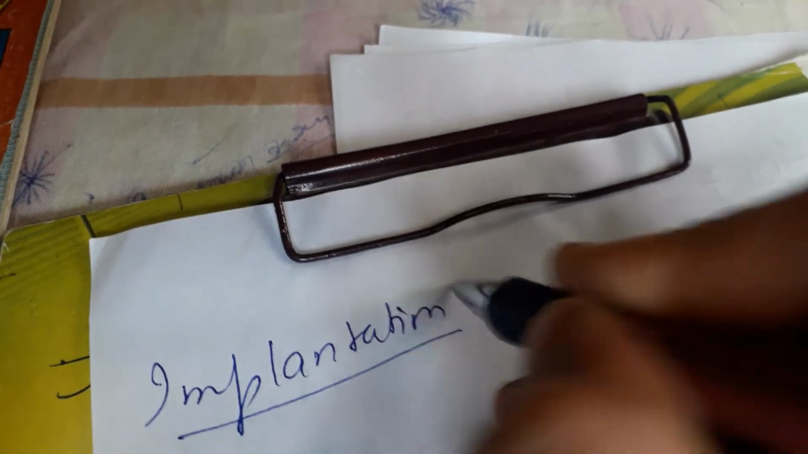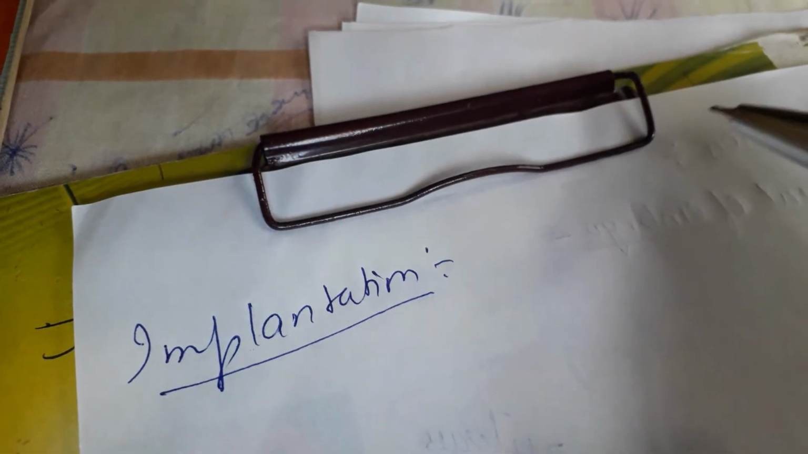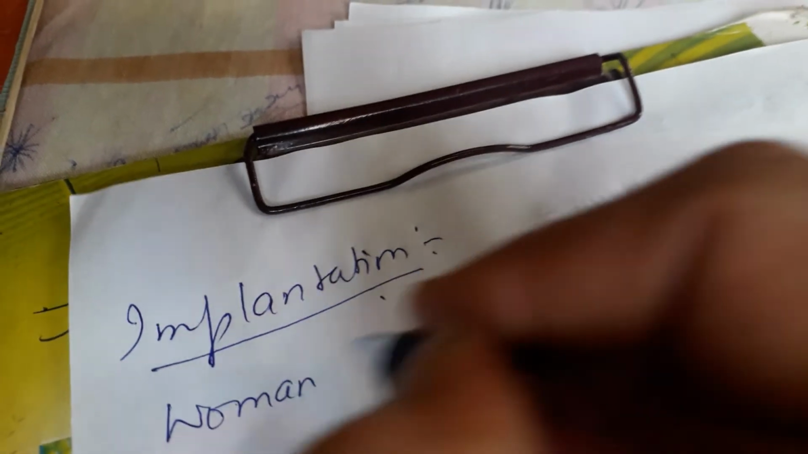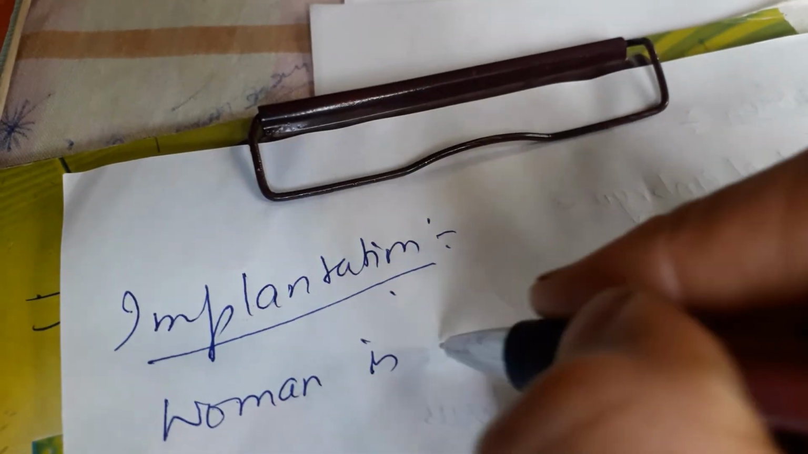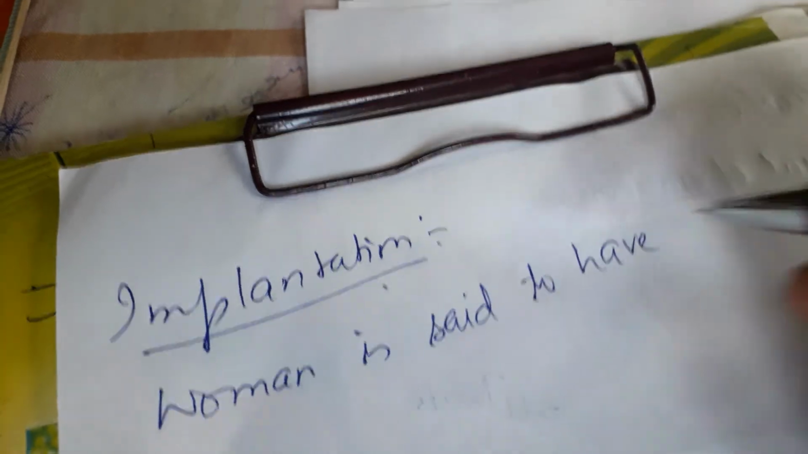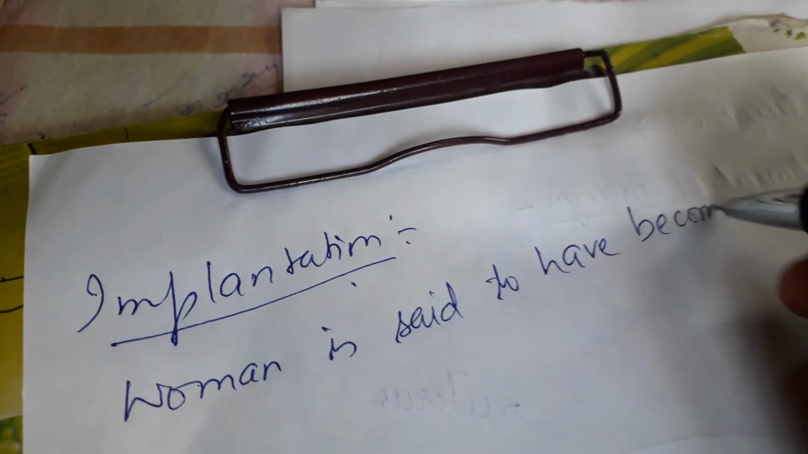इसको हम implantation कहते हैं, ठीक है. And when this embryo settles down into the uterus, जब यूट्रस में सेटल डाउन हो जाता है तो हम कहते हैं that the woman is said to have become pregnant.